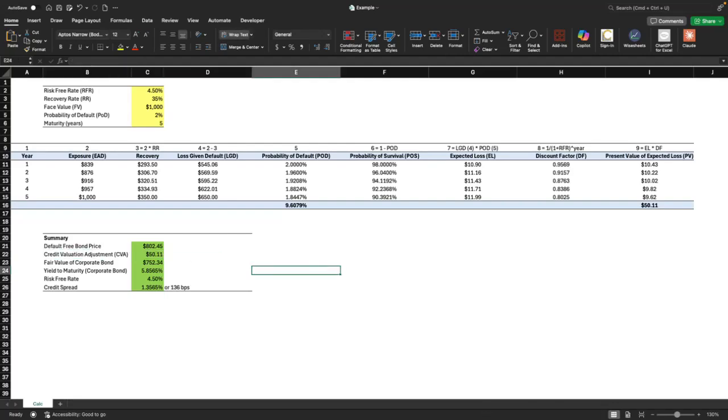But for now, this is what we mean by credit spread, and as I explained, it's defined by two factors called probability of default and loss given default.